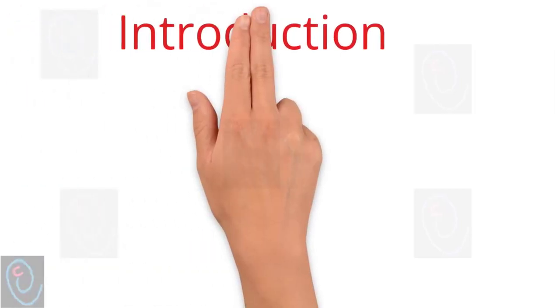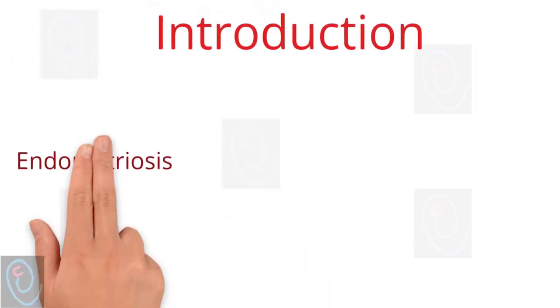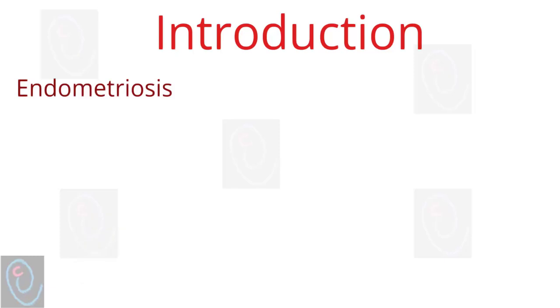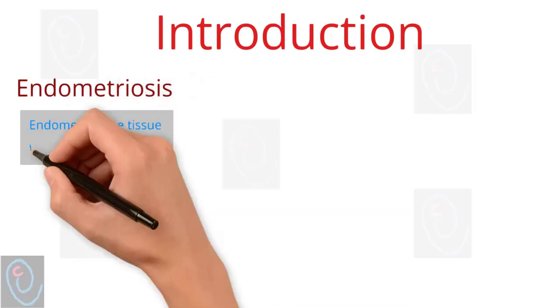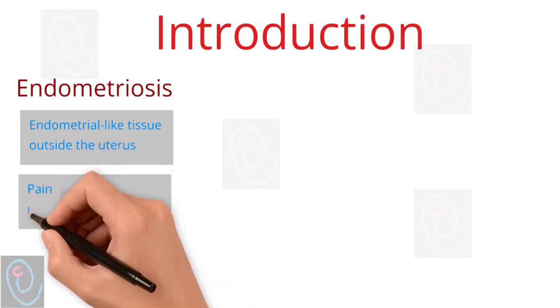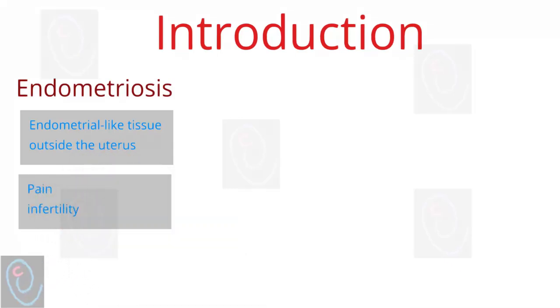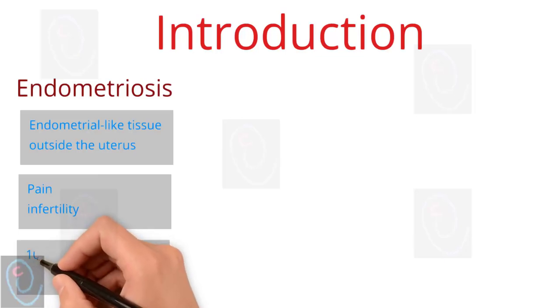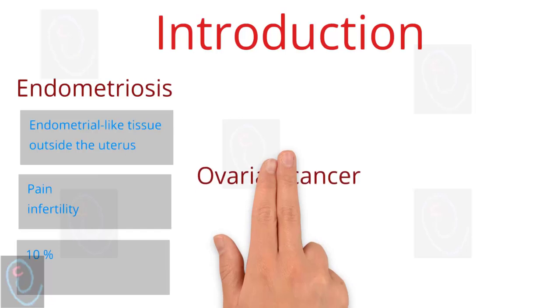Starting with Introduction, endometriosis is a chronic gynecologic condition characterized by the presence of endometrial-like tissue outside the uterus. It presents with pain and infertility as the most common presentation, and it affects about 10% of women of reproductive age.